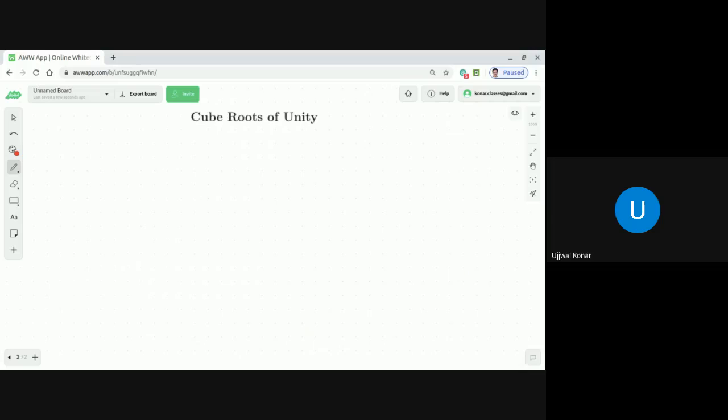Square root is power 1 by 2. Cube root is power 1 by 3. But cube root of what? Cube root of unity. Unity means 1. So we are going to find the value of 1 power 1 by 3. And what is the best way we can represent this, dear students?